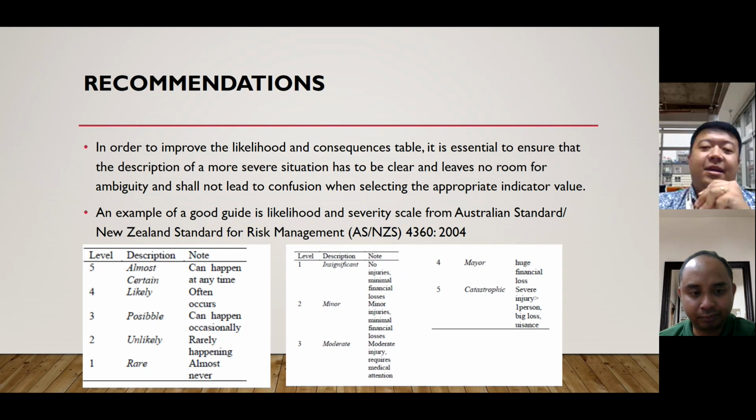Okay, and the same goes for severity. You can see here you have levels 1, 2, 3, 4, 5. So we look at catastrophic and major. Catastrophic is simply described as severe injury for more than one person. As long as you have injury, it's catastrophic. And major does not involve any injury, but only financial loss. So this does not leave any room for ambiguity. If you have any injury, disability, or acute chronic cancer, it has to be under catastrophic based on this table.